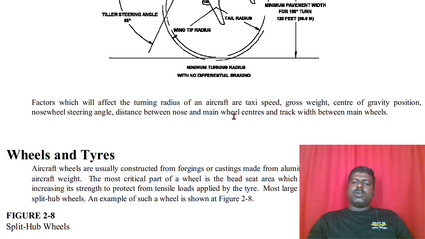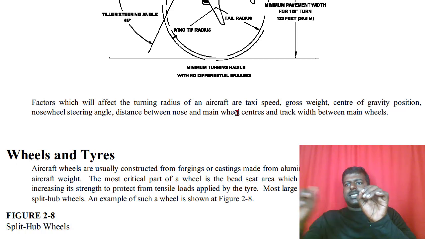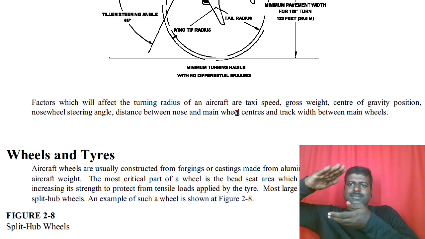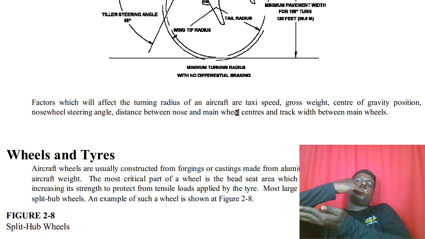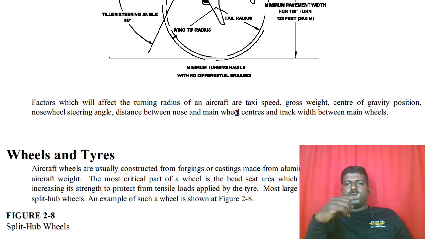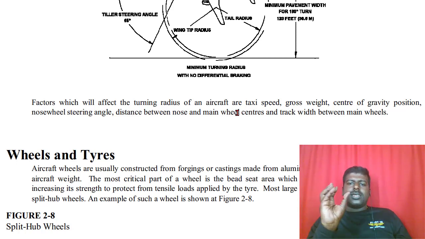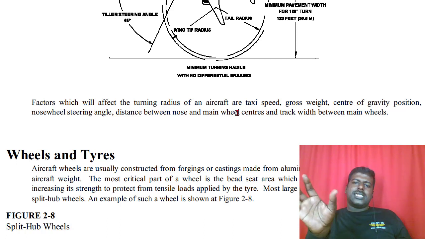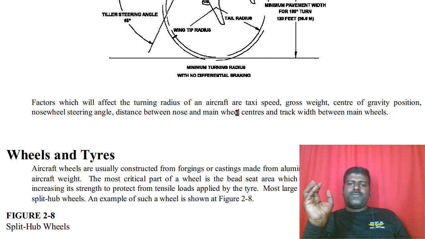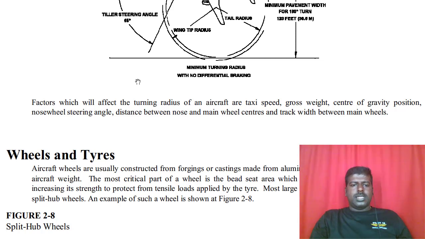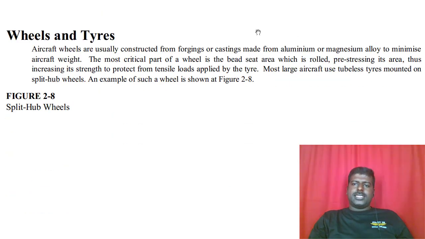And about the distance between nose wheel and the main wheel. The distance between nose wheel and the main wheel also determines the turning radius, because if the distance is too more, that means the aircraft will be stable as such and it has to rotate. So it should be in a design limit, and that is not a variable option. We can't change it because it is engineered for an aircraft. Okay. Then comes the wheels and tires in the next video.